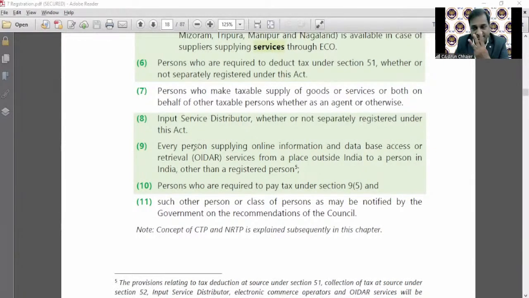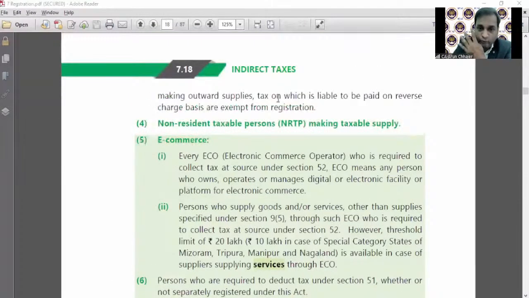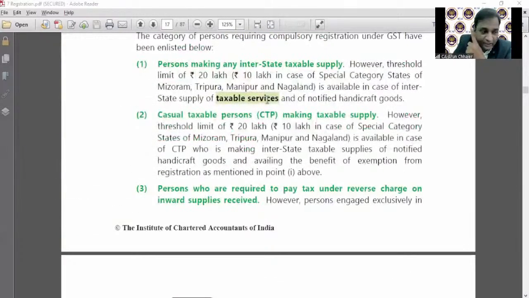So we have discussed 3 points, rather I should say 4 points. First, if I am making interstate taxable supplies of goods, there is no limit, mandatory registration. For services, the basic limit would be applicable even though you are providing interstate. Absolutely correct, Rekha. So point number 1 is clear.